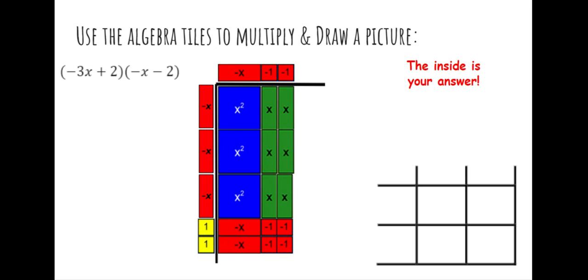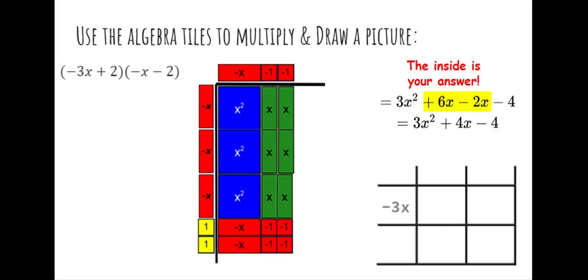So remember, the inside is our answer. So we've got 3 blues, 6 greens, 2 of our red bars, and 4 of our negative 1s. But remember, you have to simplify the middle. So our final answer is going to be 3x squared plus 4x minus 4.